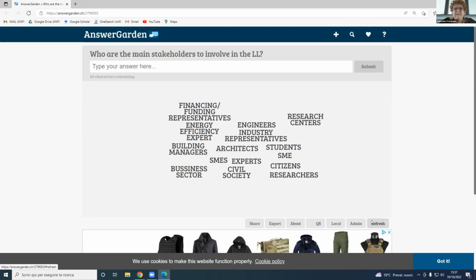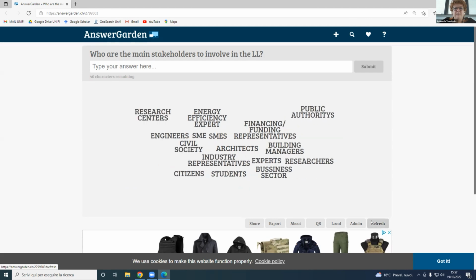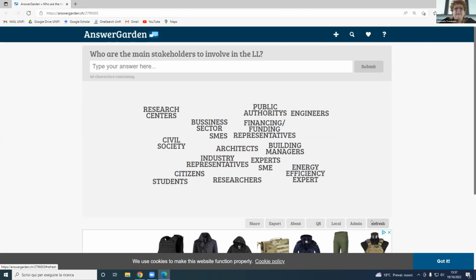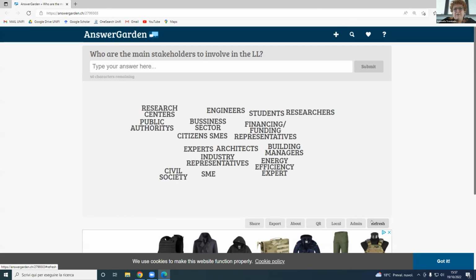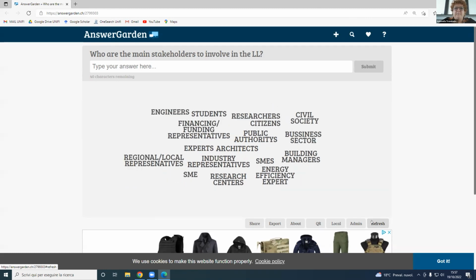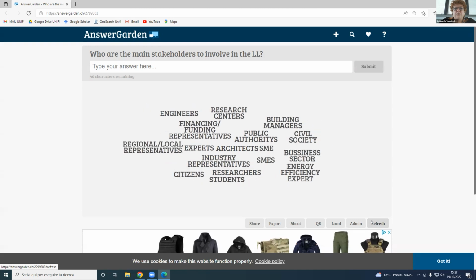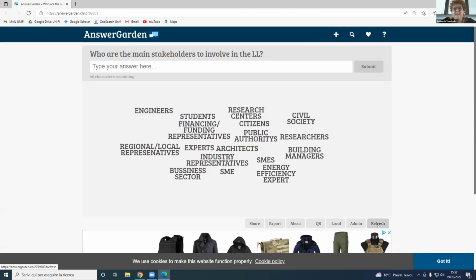Because when we create the map of stakeholders, it's very important to have a deep investigation and to understand the level of involvement and the powership of each stakeholder typology. It is a very, very important step to search, to select, and to analyze the powership or the level of involvement of different stakeholders.